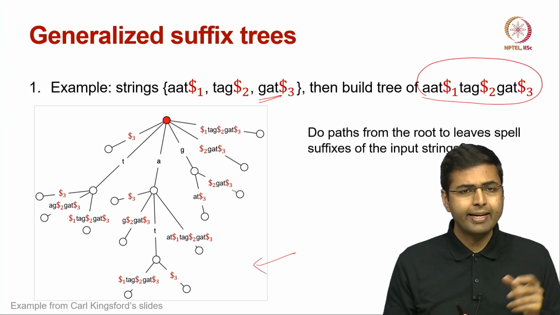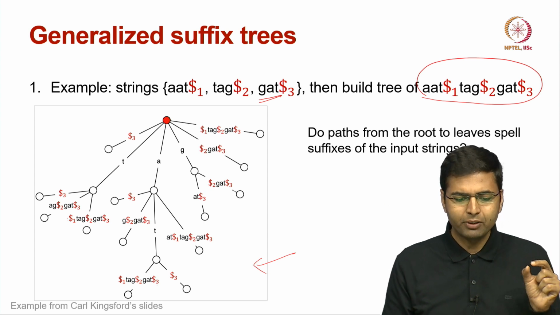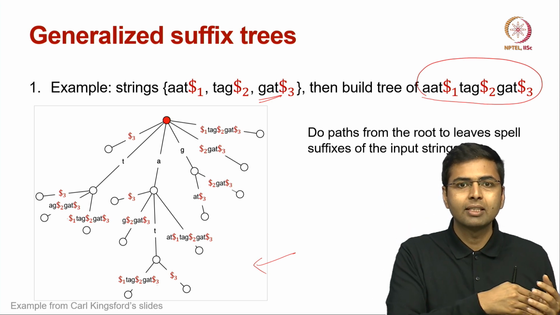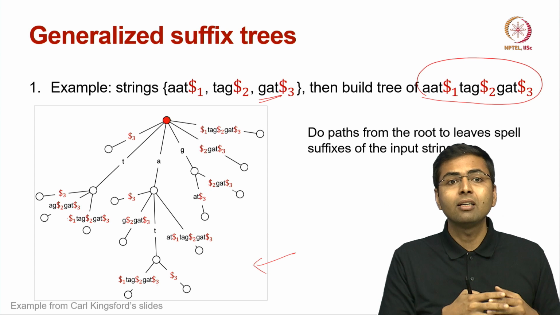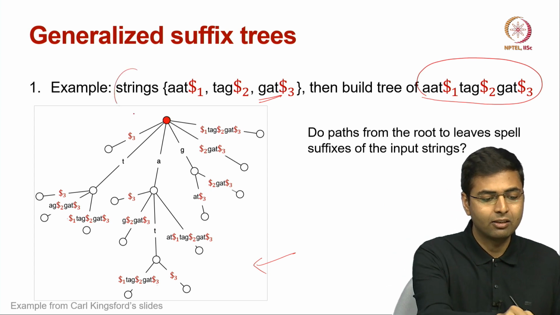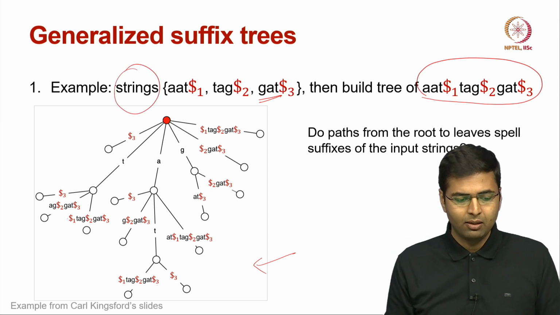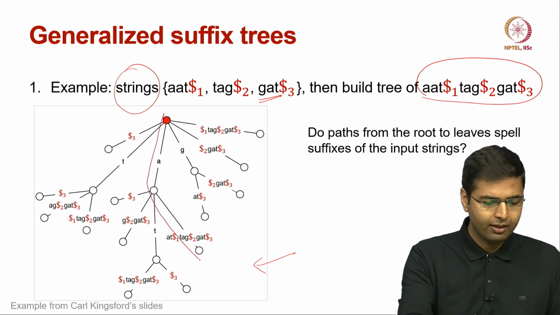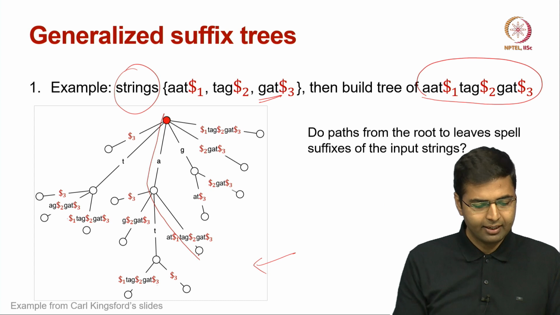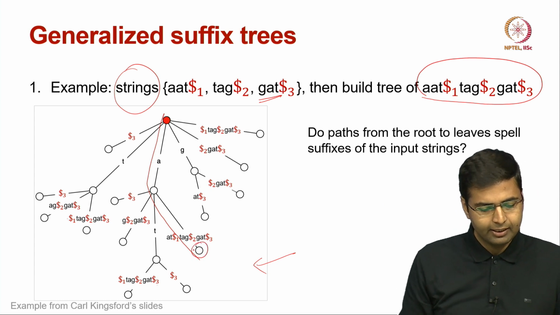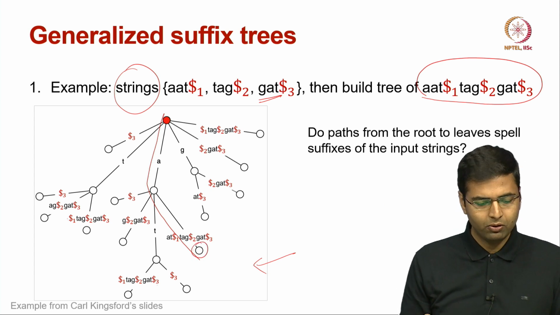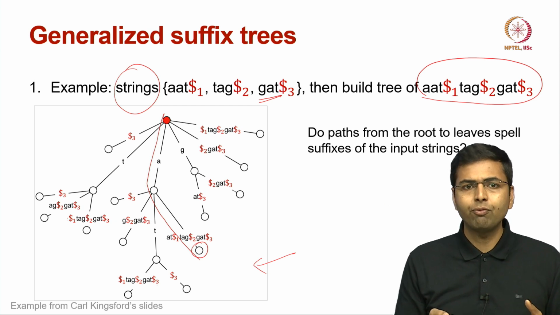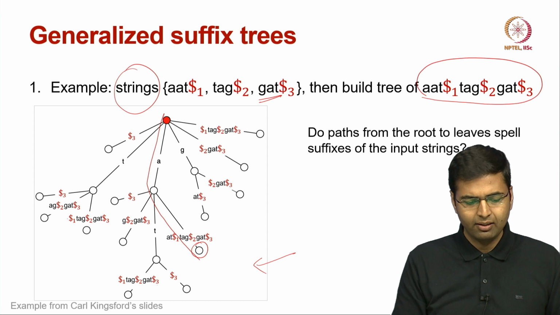Now, one minor detail that we have to fix here is that the paths from the root node to the leaf nodes should spell suffixes of the original input strings. So, for example, if I look at this path from A and I go here, this path spells AT$1, TAG$2, GAT$3. But unfortunately, this is not a suffix of any of my original strings.